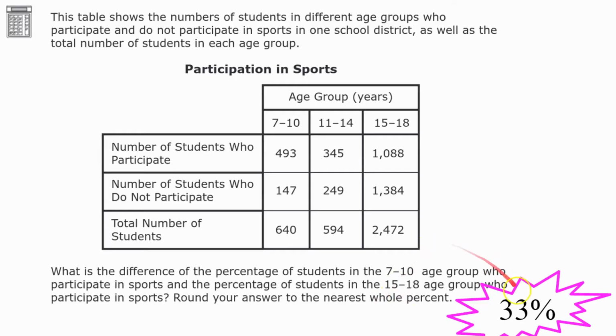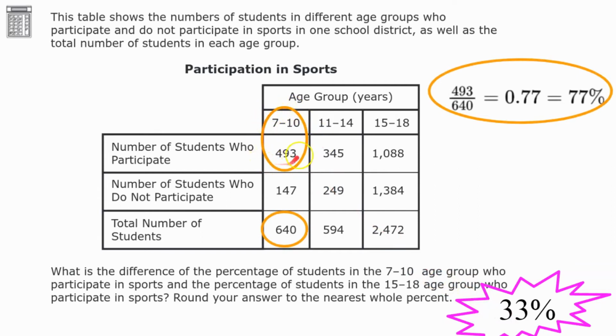Welcome back. So our answer is 33%, and here's how I got there. You're asked for the 7 to 10 age group of students who participated in sports. Out of the whole 7 to 10 age group, there were 640 students. 493 of those 640 students participated in sports. So 493 divided by 640 is 0.77, and written as a percent, we move the decimal point to the right 2 spaces, or multiply by 100, and you get 77%. So I know that of the age group 7 to 10, 77% of the students participated in sports.